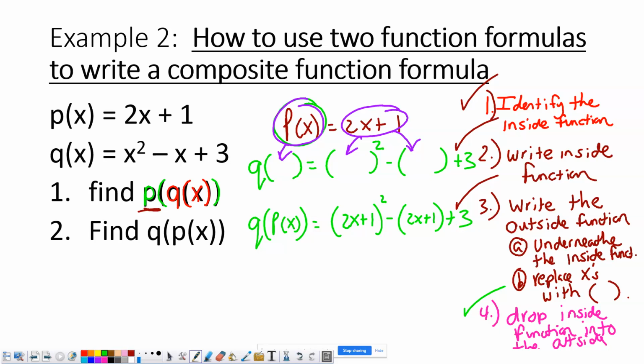Now, we can actually simplify this. Now, I feel like we've practiced these steps enough, so I hope that you guys are feeling comfortable with creating a composite function.